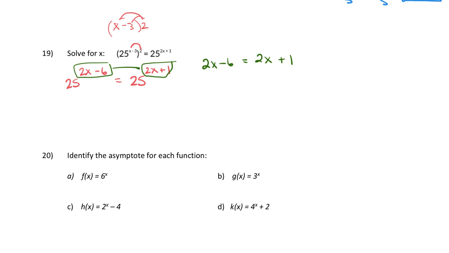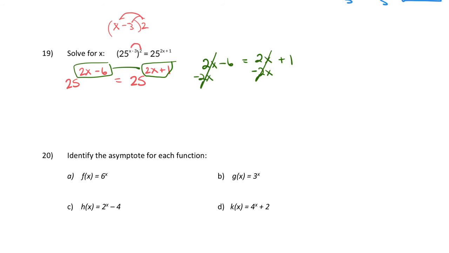All right, so first thing we want to take care of is we have x's on both sides of our equation. To get those x's to the same side, we can subtract a 2x, subtract a 2x. 2x minus 2x is 0. This over here, 2x minus 2x is 0.